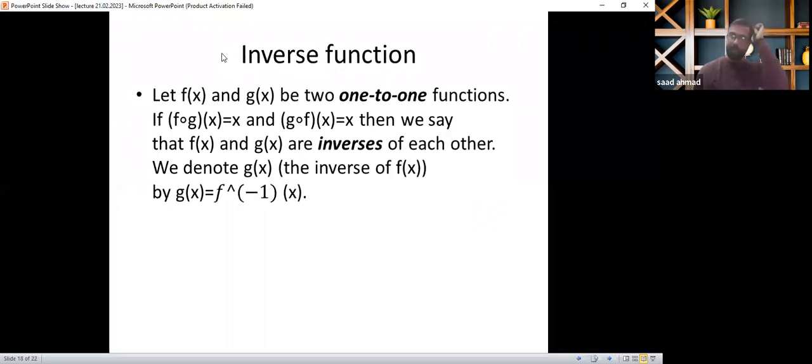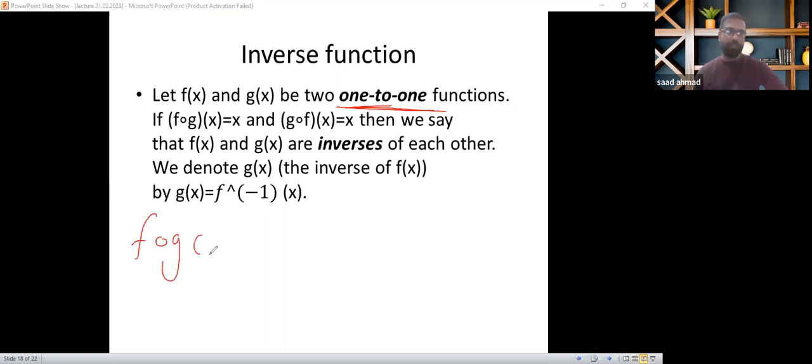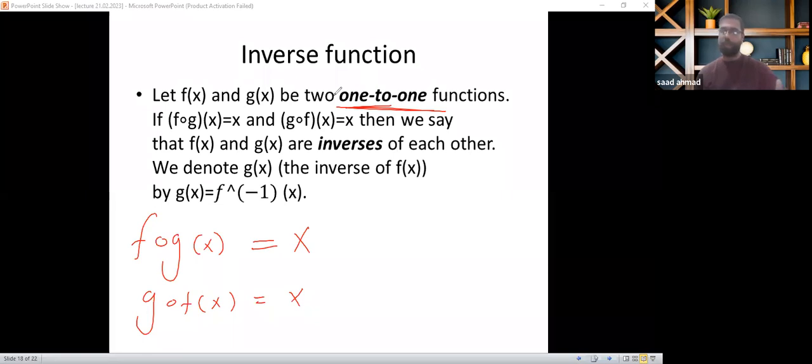Okay, now the next thing is an inverse function. It's not possible to get the inverse of every function. The inverse exists only for one-to-one functions. If the function is one-to-one, then you can find its inverse. And the rule is that if you do f of g of x, the answer should be x, and g of f of x, the answer should be x. Okay? Inverse functions.